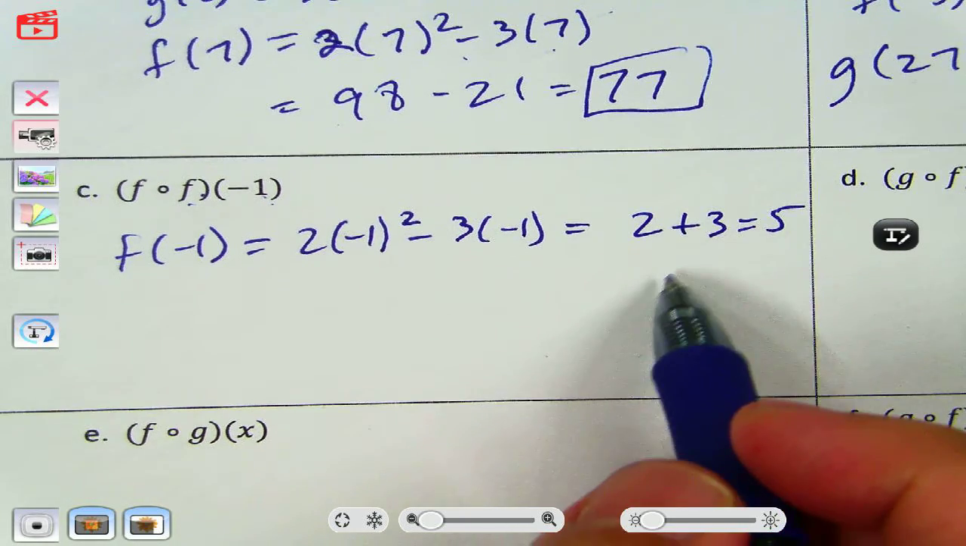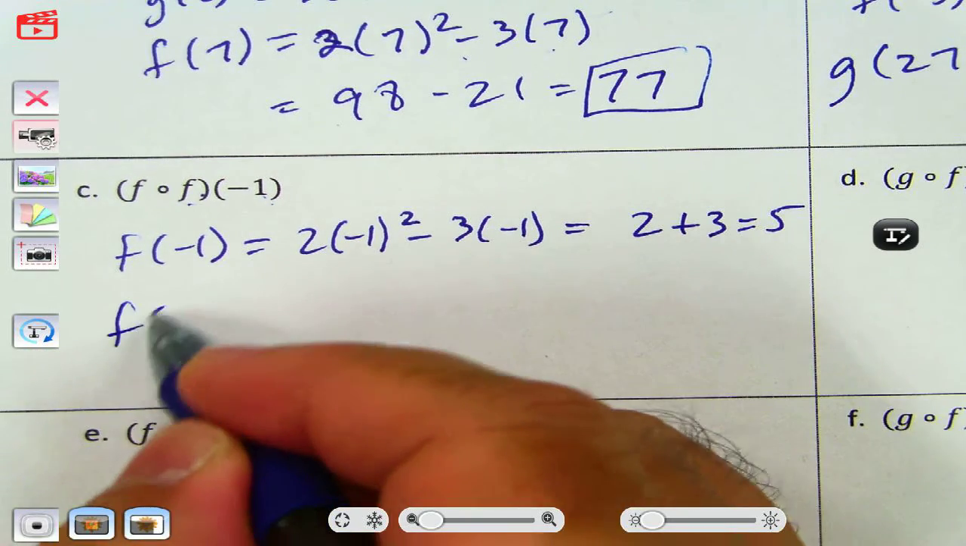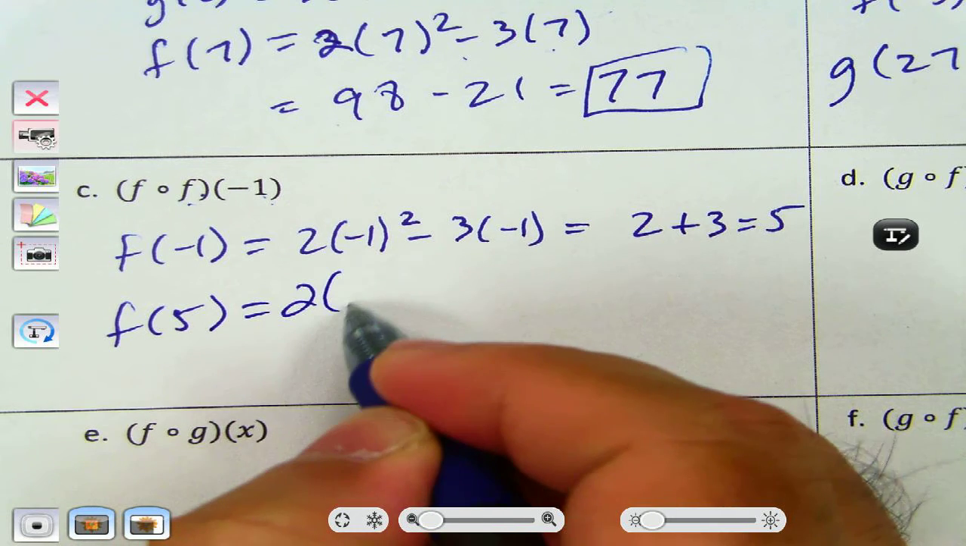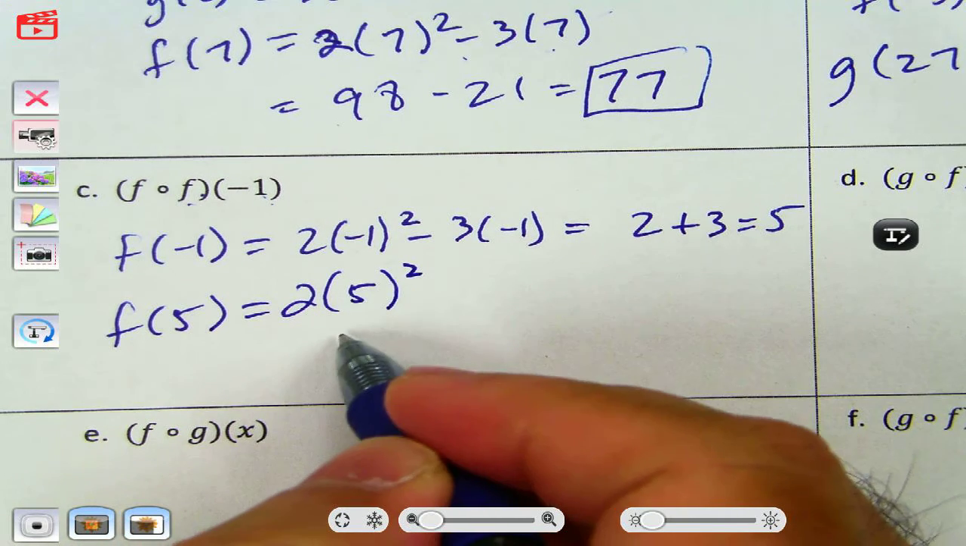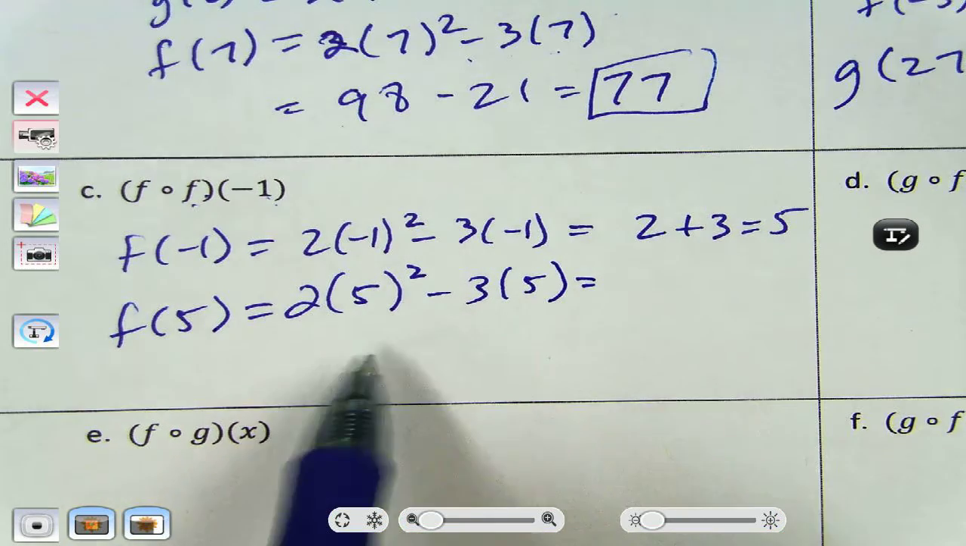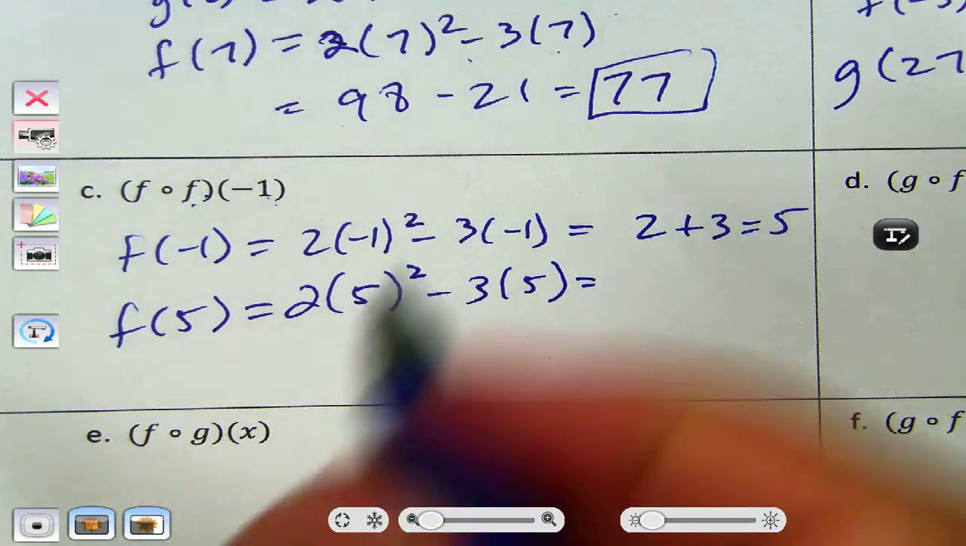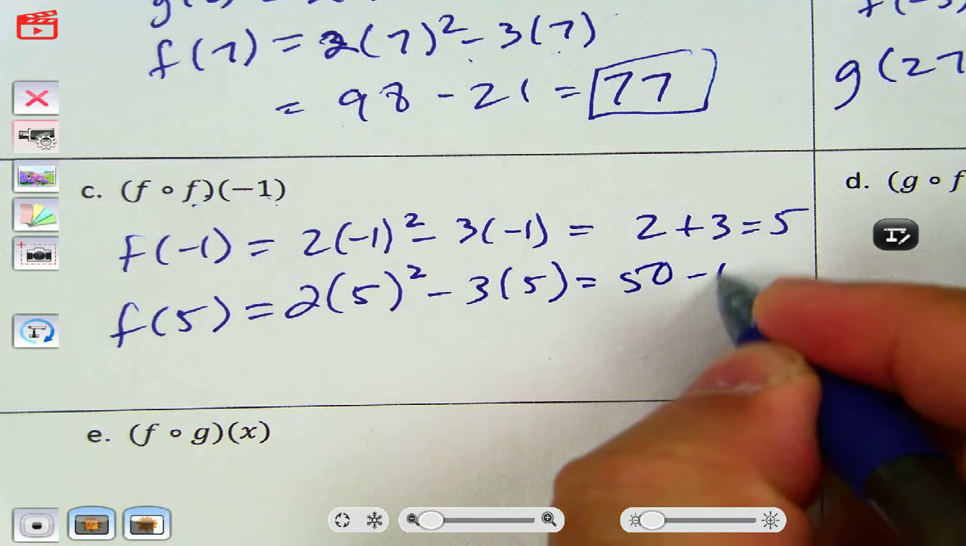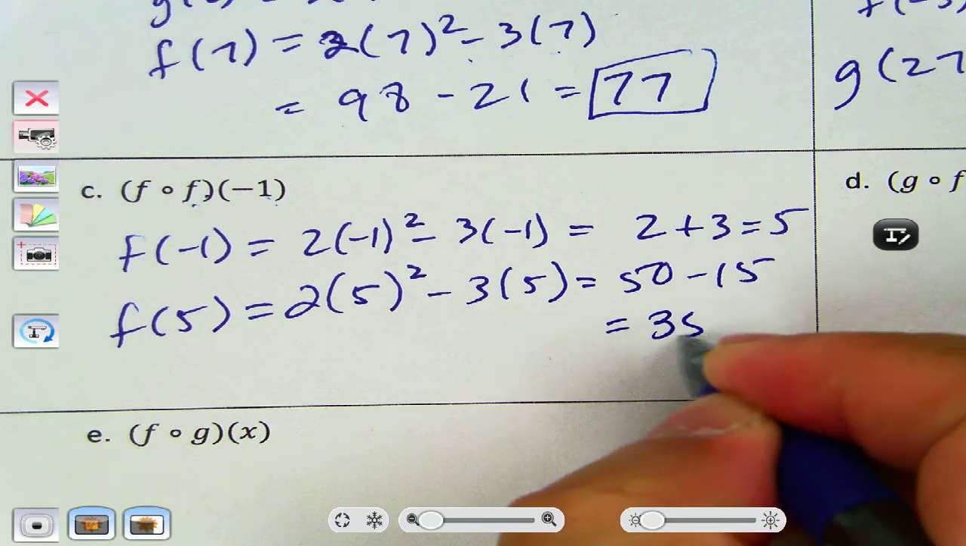We're going to take this value and substitute it into f. So it's f of 5 now, so it's 2 parentheses, 5 goes in the parentheses, minus 3 times 5. 5 squared is 25 times 2 is 50. Minus 15, it's going to be 35, final answer.